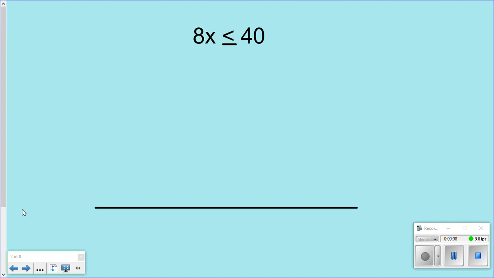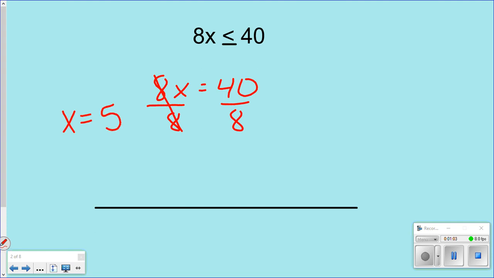Okay, so let's just take a step back and say, if I had this, how would I solve it again? What would I do? Remember? How would I solve for x? McKenna? I'm going to divide by 8 on both sides. Okay, so x equals 5.